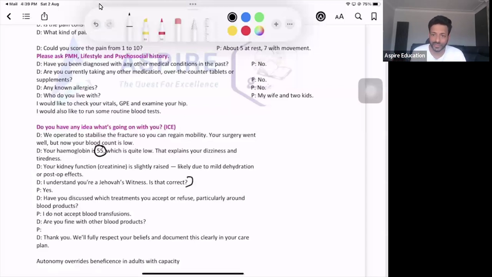So our job is to ask this question. You have a problem with the whole blood or with the blood products as well? For example, my patient said, I've got a problem with both, with the whole blood and with the blood products. I don't accept any of these. Now, the patient is 55 and is having severe dizziness. So what do you think you should be doing?